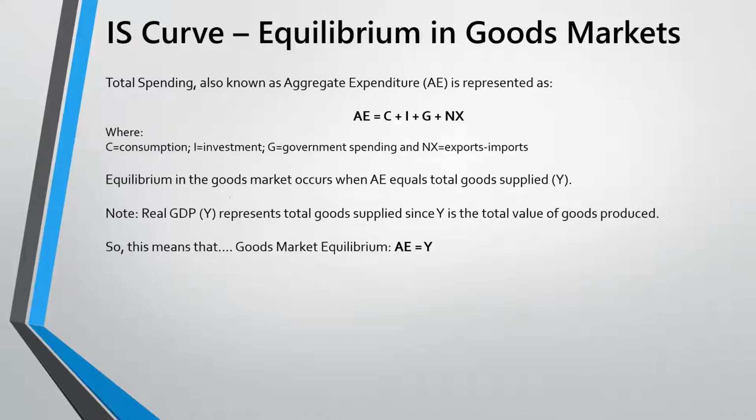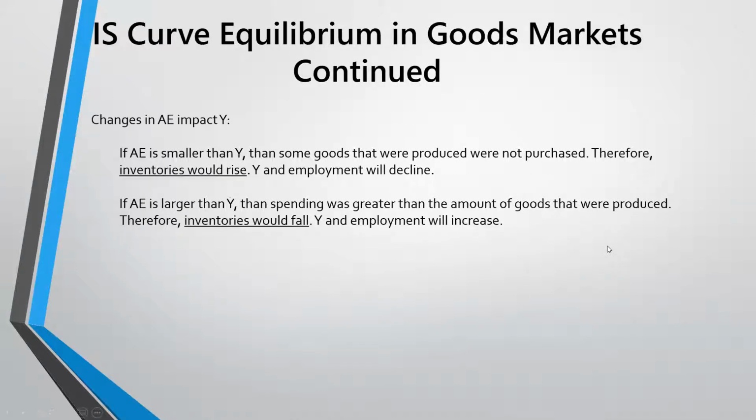And we know from previous lectures that real GDP is also denoted by Y, and that represents total goods supplied, since Y is the total value of goods produced. So this means that in a goods market equilibrium, aggregate expenditure would be equal to Y, or real GDP. Continuing on, we can talk about some changes in aggregate expenditure that would impact Y.